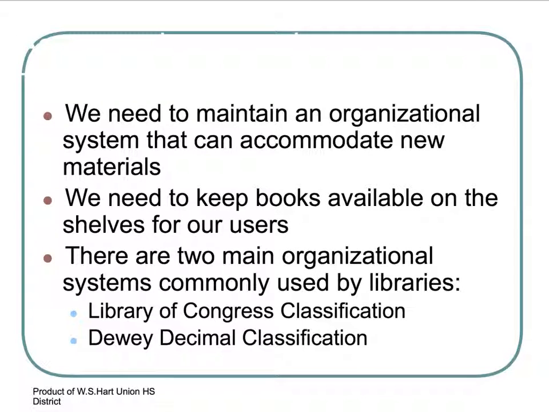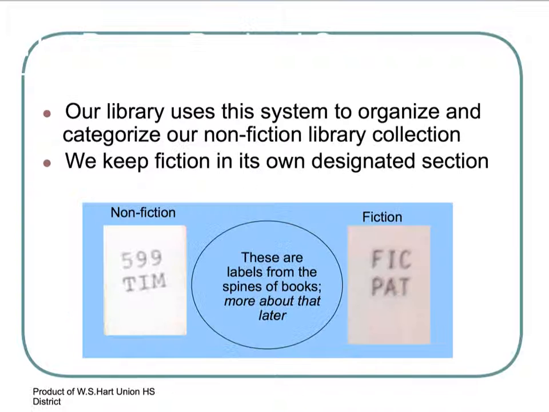There are 2 main organizational systems used: the Library of Congress classification and the Dewey Decimal classification. Our library uses the Dewey Decimal classification to categorize our nonfiction library collection. We also keep our fiction in its own designated section, and in our library, it's around the perimeter for the most part. Spine labels are where you can see the information for shelving the books.